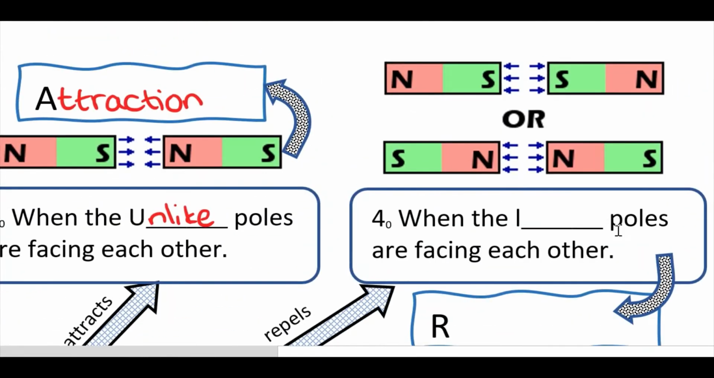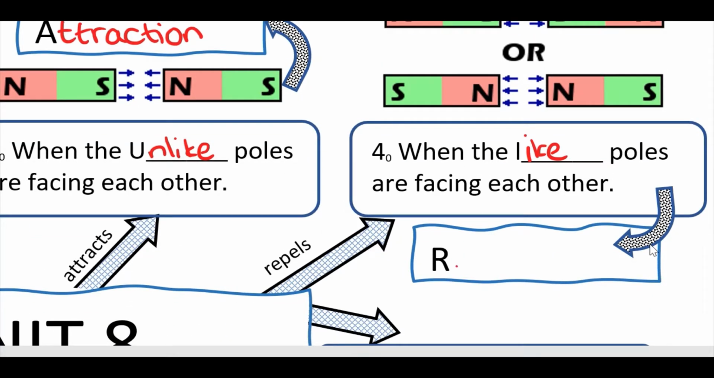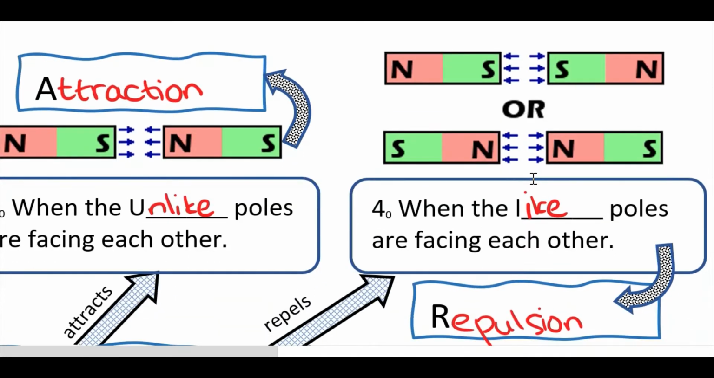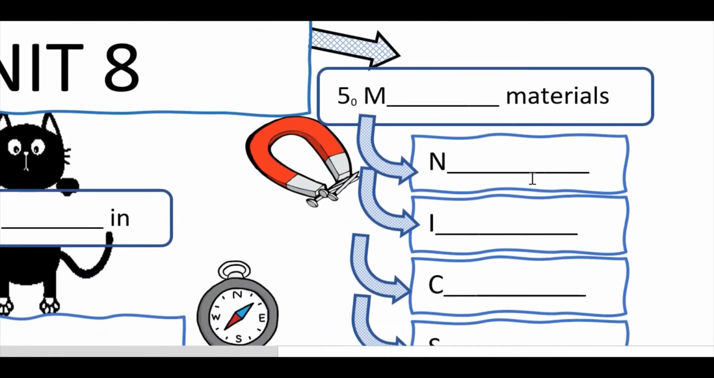And when like poles are facing each other, we get repulsion or repelling. So the north and the north will actually push each other, and the south and the south will also push each other. So whenever we have this push or pull, then that means that there is a force, and we call that the magnetic force.